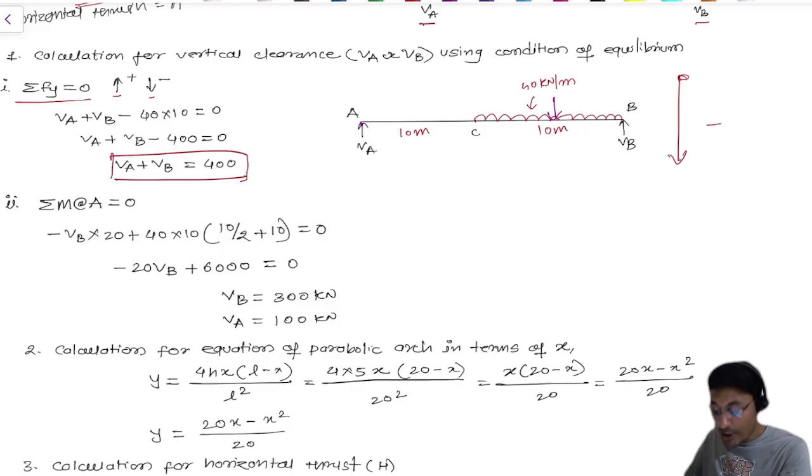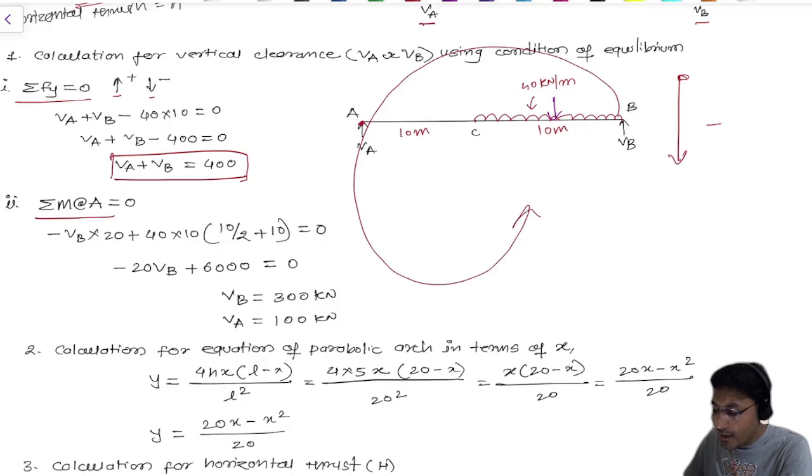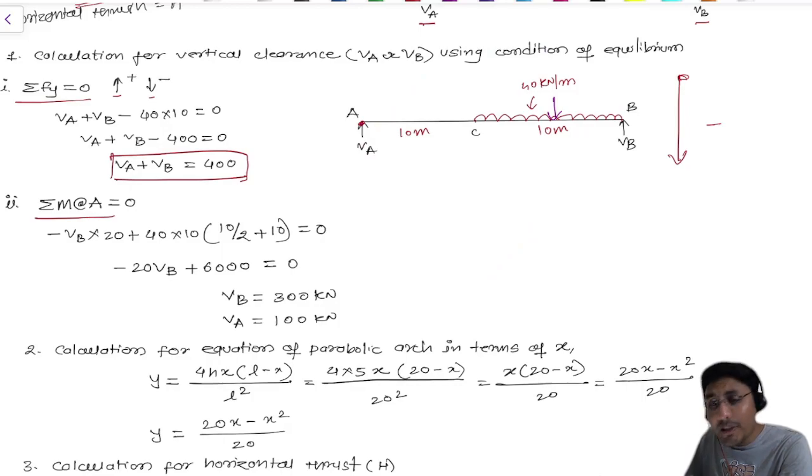For that, you need to do the second sub-step, which is taking a moment at any point. I'm going to take a moment at point A. If I take the moment at point A, whatever forces or reactions are available at that point become 0, because there is no perpendicular distance at point A. So how will it go? See, VB is in the anti-clockwise direction, so minus of VB into the distance, 10 plus 10, 20.